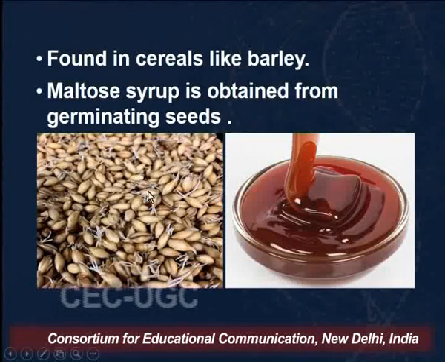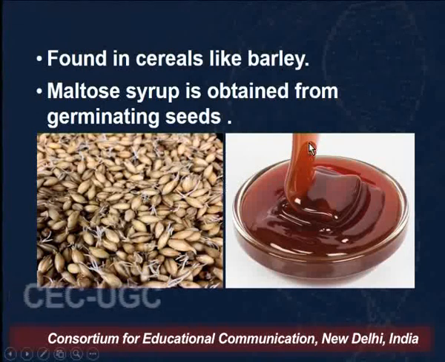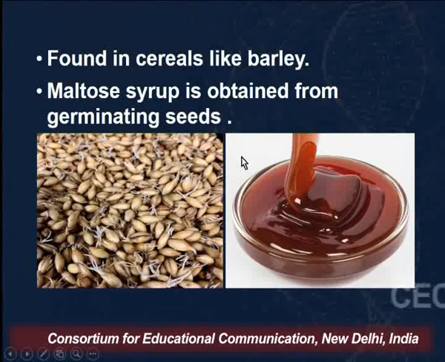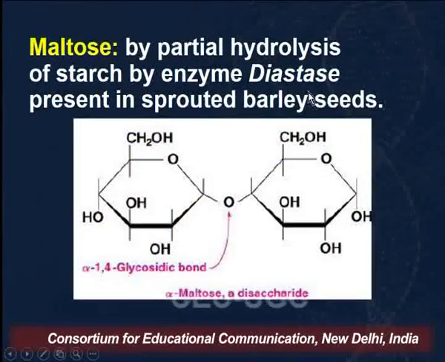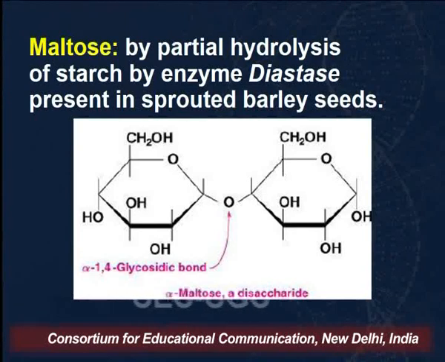As you can see on your screens, maltose is obtained from germinating seeds, and we also obtain maltose syrup from these germinating seeds, and hence it is also known as malt sugar. When we want to obtain maltose from nature, what we can do is the partial hydrolysis of starch by enzyme diastase present in the sprouted barley seeds, which will partially hydrolyze starch to give us maltose.